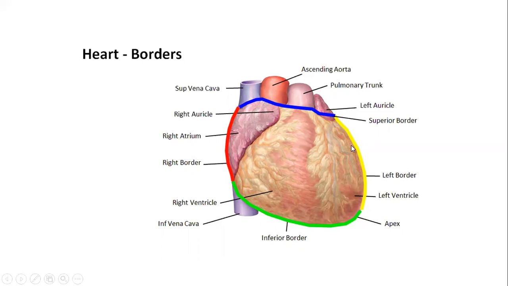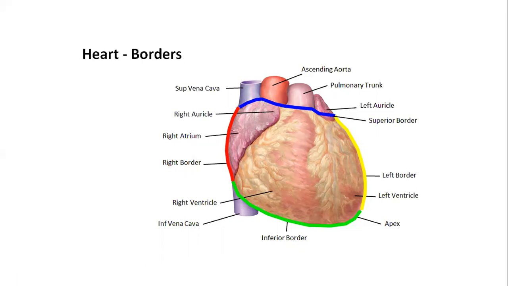Left border, as you can see in this diagram, is slightly oblique to almost vertical. And it is mainly formed by the left ventricle inferiorly. In the majority of its portion, especially the inferior portion of the left border, it is formed by the left ventricle. And partly in the upper part, it is formed by the left auricle. And what is left auricle? It is again an ear-like projection of the left atrium.